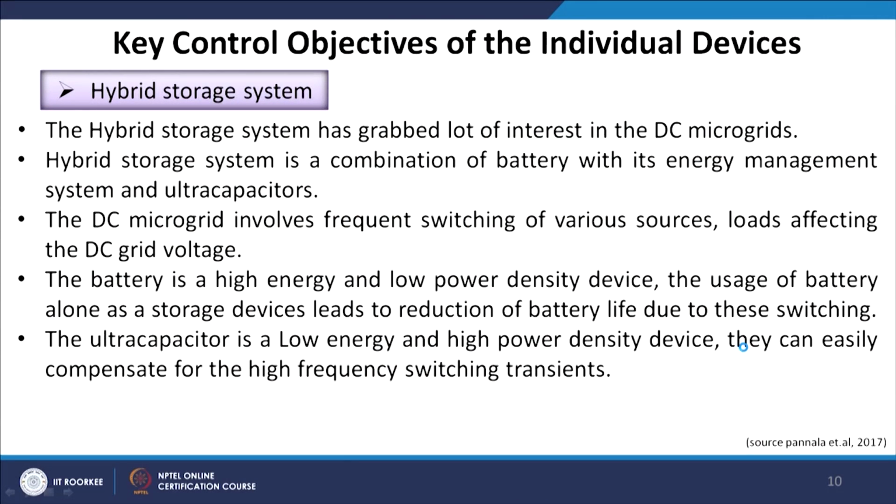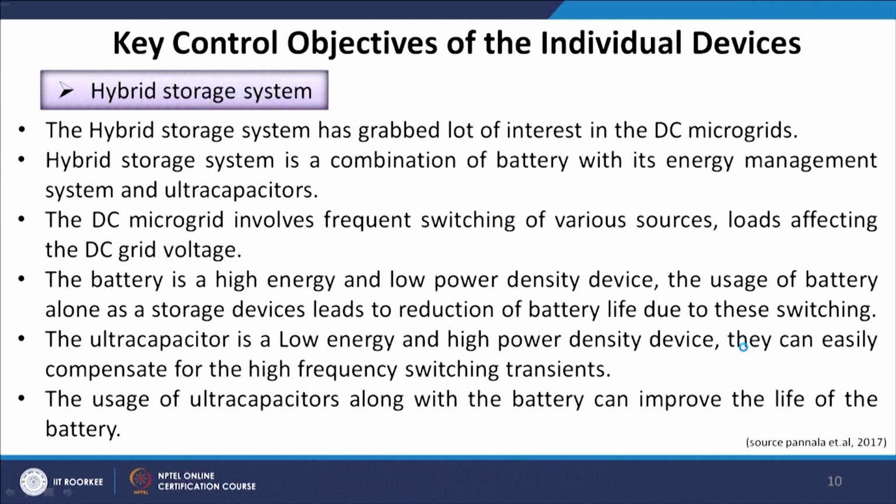The ultra capacitor is a low energy but high power density device. It can easily compensate for high frequency switching transients. So, both together can handle the many high frequency switching transients that may occur in the system. The usage of an ultra capacitor along with the battery can improve the life of the battery, since the ultra capacitor handles the high frequency switching transients.